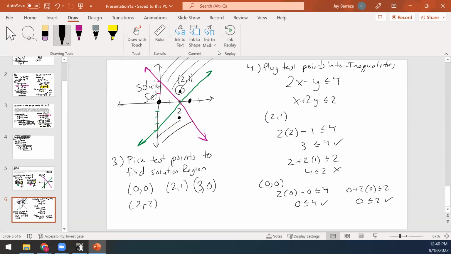And then everything else is shaded out, like it's crossed out, basically. So the region that's not shaded out is the solution region. Right? Does that make sense? I just want to make sure.